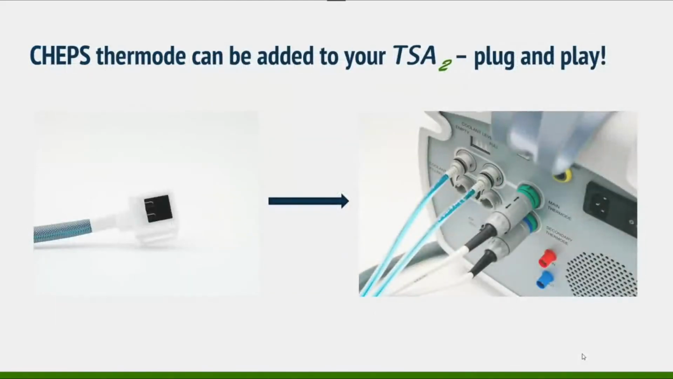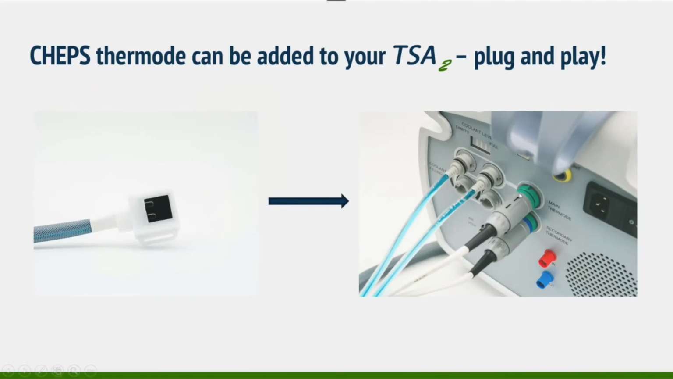How it is connected to the device. So if you noticed, in the previous slide I mentioned that it can be used in dual. The TSA2 has dual thermode configuration, meaning two thermodes can be attached to the TSA at the same time and be used simultaneously. This is true for the 30 by 30 and 16 by 16 thermode. This is not true for the CHEPS thermode, and you can see on this picture why.